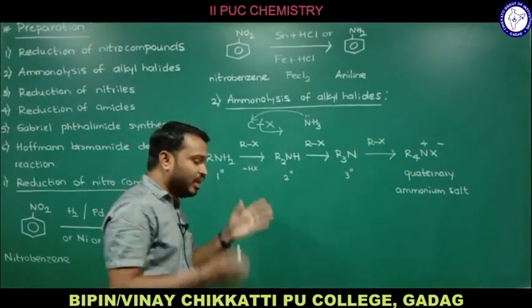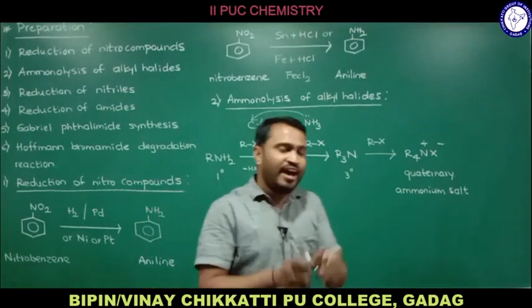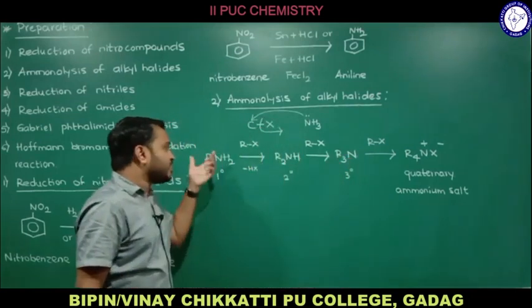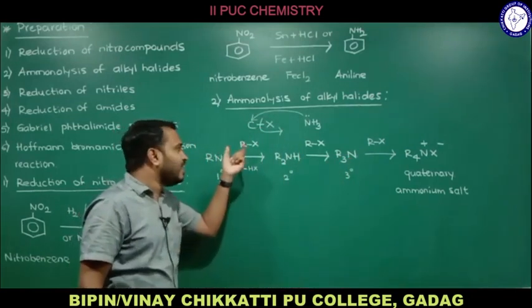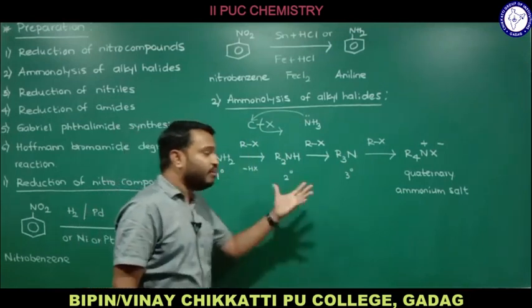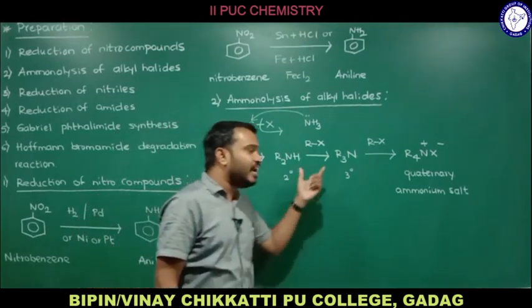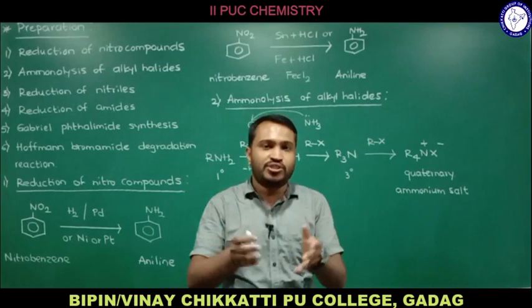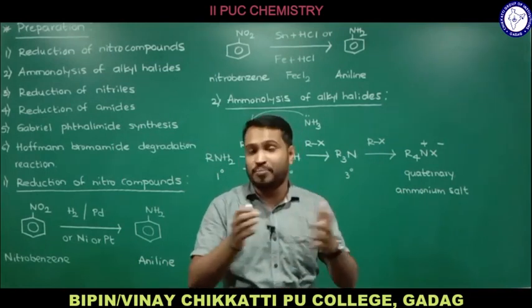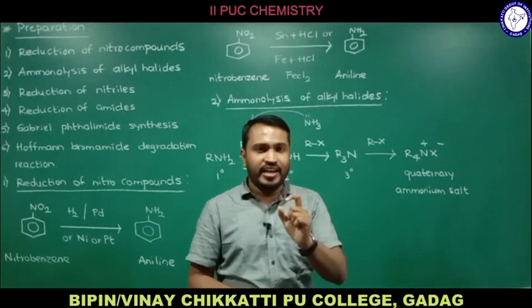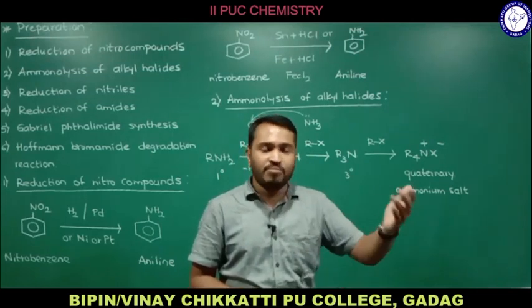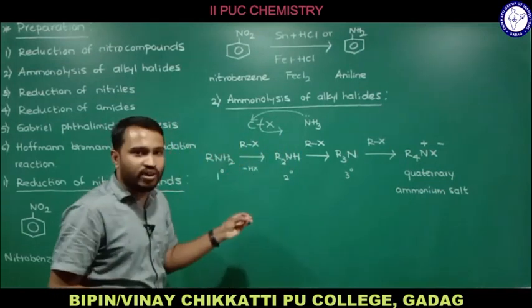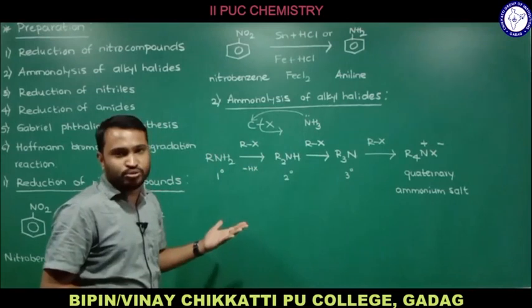This is how ammonolysis actually takes place. But we have one disadvantage over here. What is that disadvantage? You start with the primary amine and add a little excess of alkyl halide, and here we get a mixture of primary, secondary and tertiary amine along with the quaternary ammonium salt. Since we get a mixture of amines that is very difficult to separate as primary, secondary, tertiary and quaternary, this ammonolysis has a disadvantage when compared with the other preparations of amines.